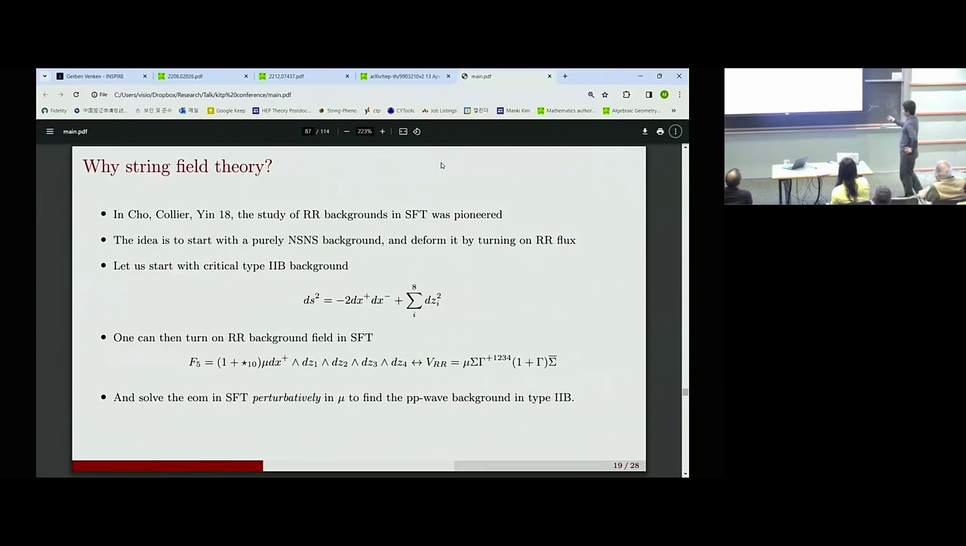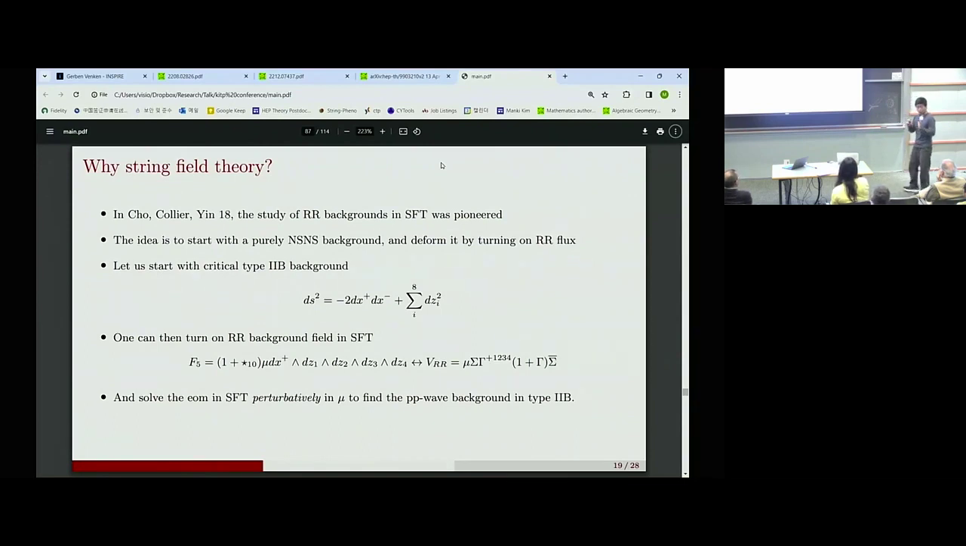The reason why I want to stress perturbatively is because the string field theory action involves infinitely many terms for infinitely many fields. So if you just want to do some random deformation, you'll have to do a very painful computation.